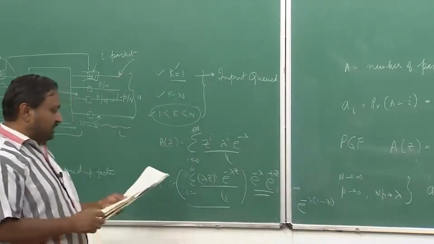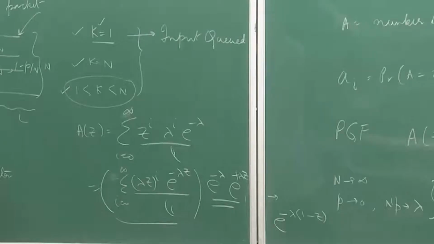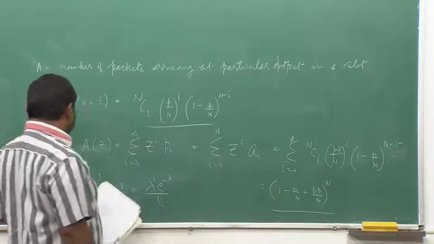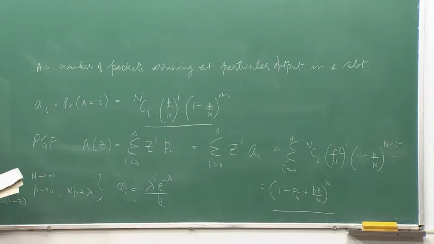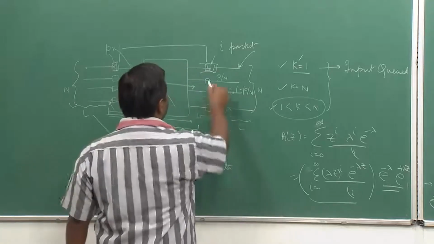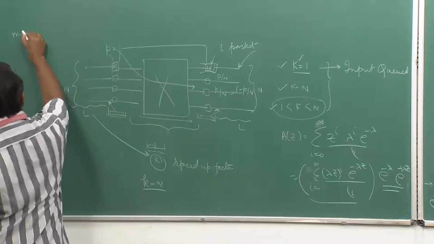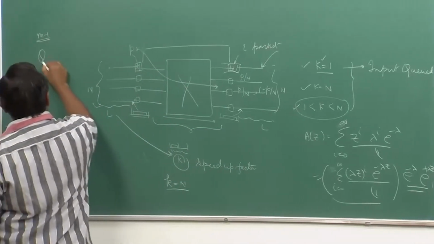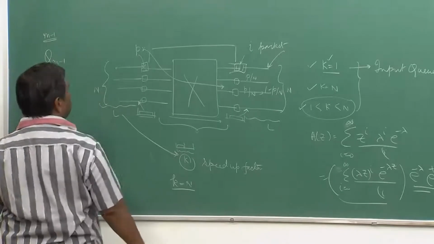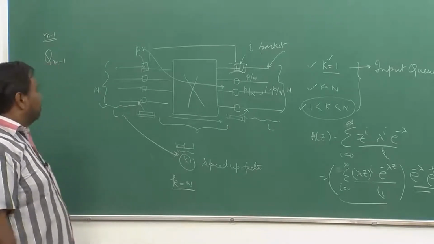So, that will be the probability generating function for an infinite dimensional switch, infinite size switch. Now for such a case, this probability generating function A(z) is known to me. Now, we also have to understand that this Q at time slot m minus 1 was containing these many number of packets.